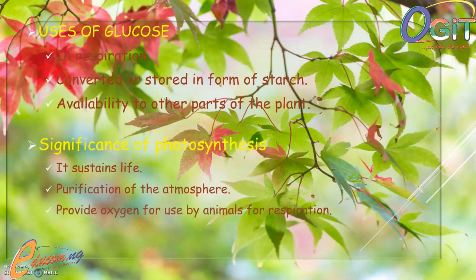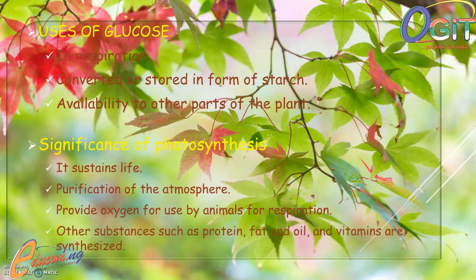The third one is provision of oxygen for use by animals for respiration. The oxygen, which is an essential commodity for animals' respiration, we actually get from the photosynthesis process. And lastly, other substances such as protein, fat and oil, and vitamins are synthesized from glucose. Glucose can be used in forming all these other classes of food, which are very important depending on the need of the plant at that time.